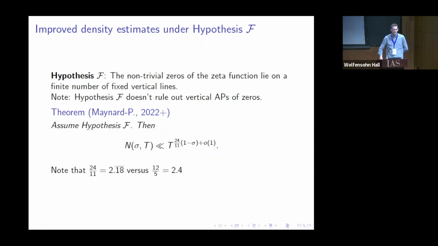Was there another comment or something over here? If the number of lines were to grow slowly, what would the dependence look like on that? The dependence will be hiding in this t to the little o of one factor somehow in some kind of complicated way.